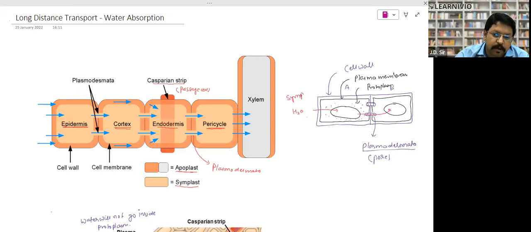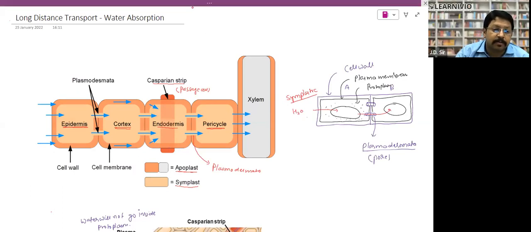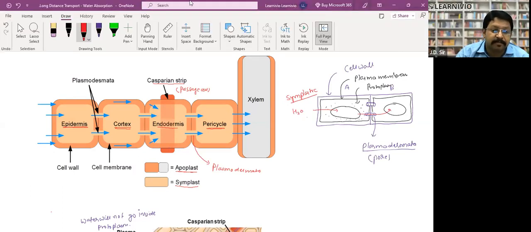Yes, sir. So what is the symplastic pathway? In the symplastic pathway, water is transported from one cell to another through the vacuole or through the protoplasm, right? Here water has to enter inside the protoplasm, but between the cell wall and the plasma membrane there is a space, right? So what will happen with that space?